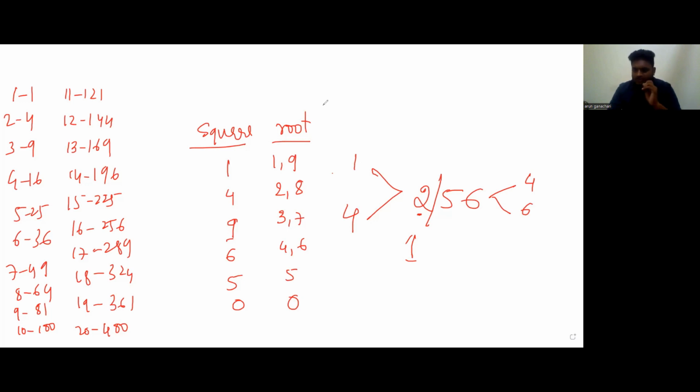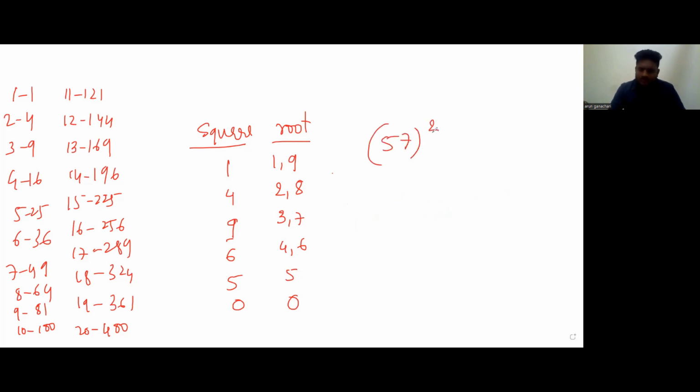We'll take a bigger example, whatever you can suggest. What is the square of 57? Can you find it using this method? 7 squared is 49. 5 squared is 25. And 5 times 7 is 35, and twice 35 is 70.